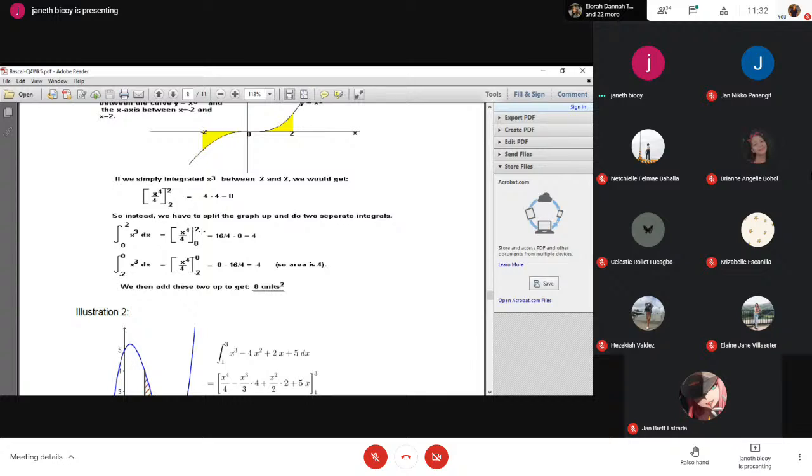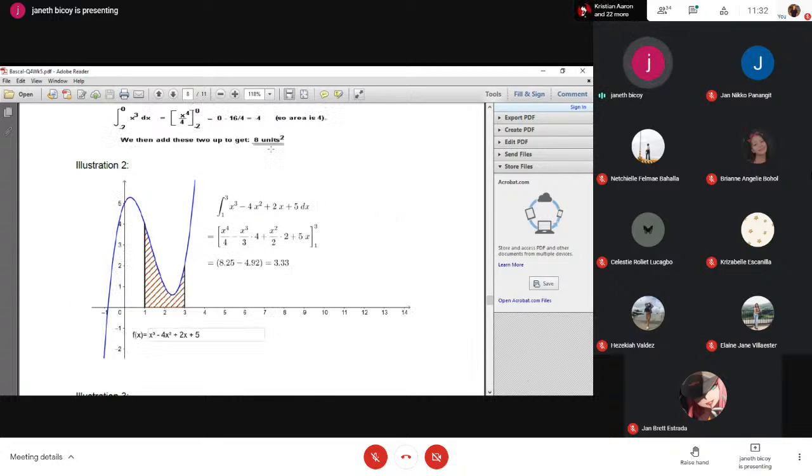2 to the 4 is 16, minus 0. So 16 over 4 is 4, minus 0 is 4. Here, x to the 4 over 4 evaluated from -2 to 0. So 0 minus 16 over 4 is -4. There's no such thing as negative area, so we will just take the absolute value. So the area is 4. We add this area plus this area, so the total is 8. Since we have no particular unit, it should be square units because we're talking about area.